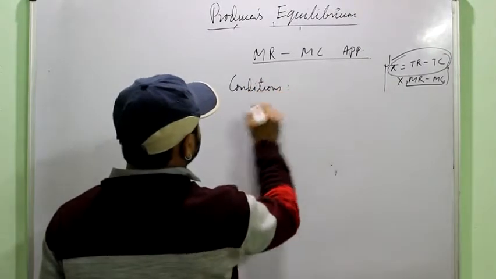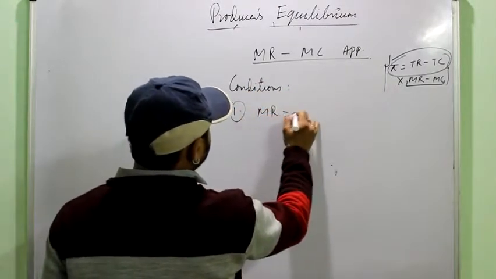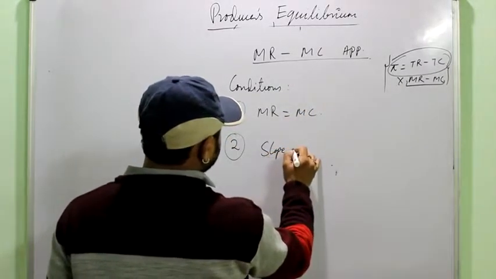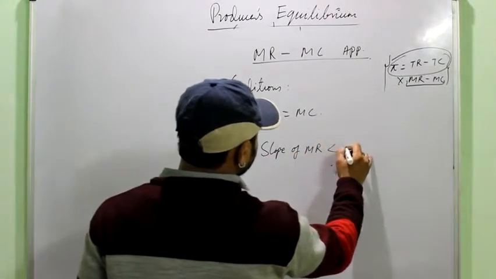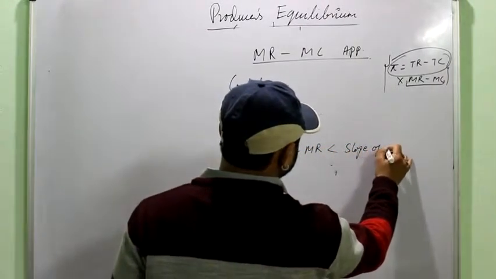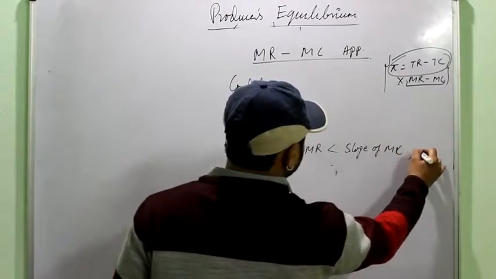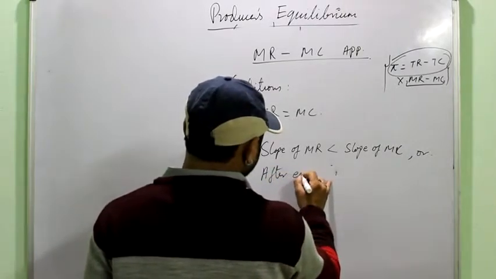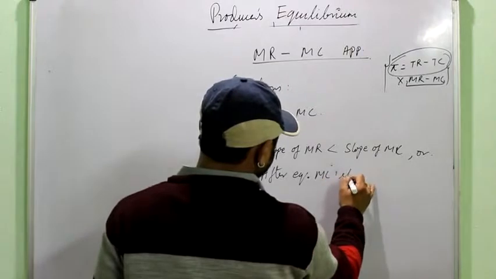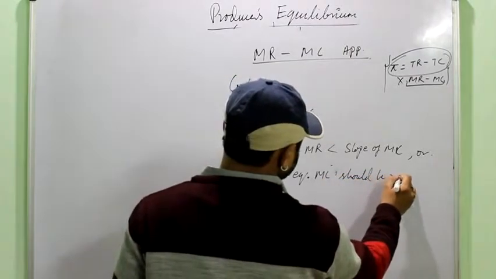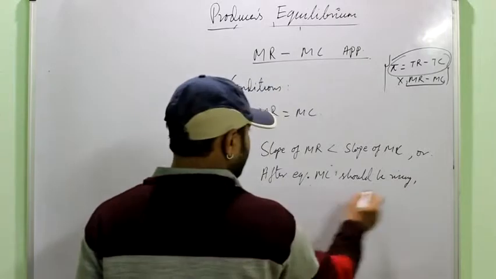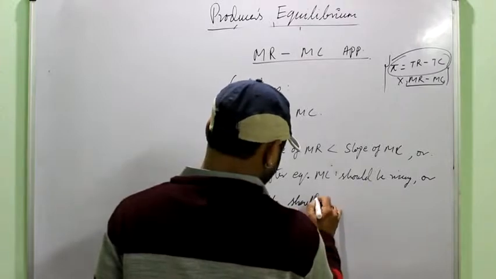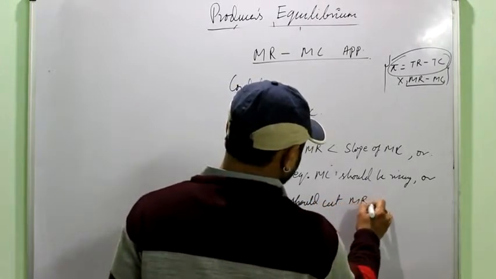So the first condition here for the equilibrium is MR should be equal to MC. We have two conditions here. First is MR is equal to MC, and second is the slope of MR should be less than the slope of MC. Or I can also say that after the equilibrium MC should be rising. Or I can also say that MC should cut MR from below.